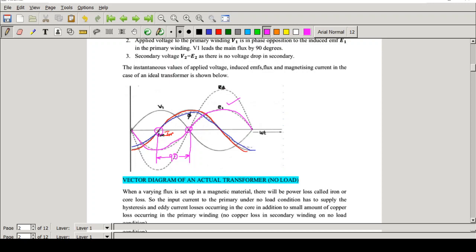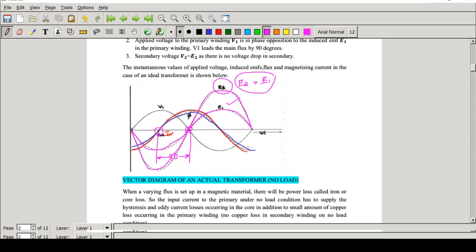Next, what about the induced EMF in the secondary, that is E2? Suppose you think that this is a step-up transformer. For a step-up transformer, E2 will be greater than E1, right? That is why here you can see the magnitude is higher. But it is also starting at the same point from here, because both are lagging behind the flux by 90 degrees. So E1 and E2 both are lagging behind the flux by 90 degrees, but the magnitude of E2 is greater than E1 since it is a step-up transformer.